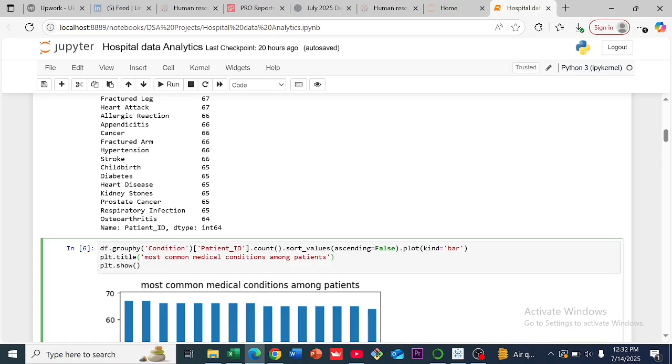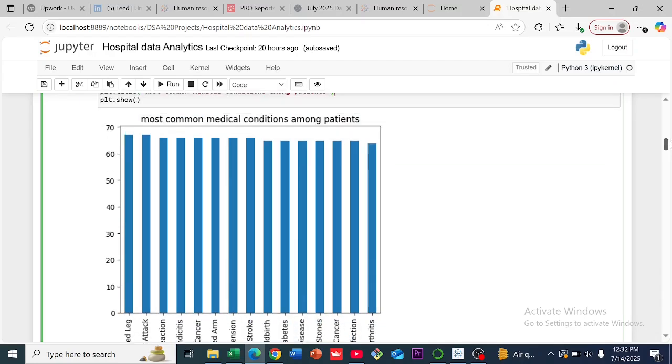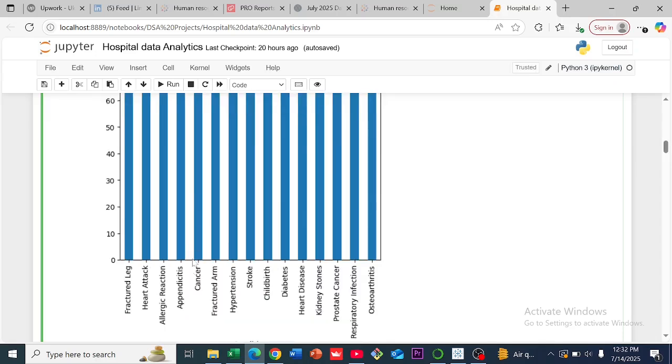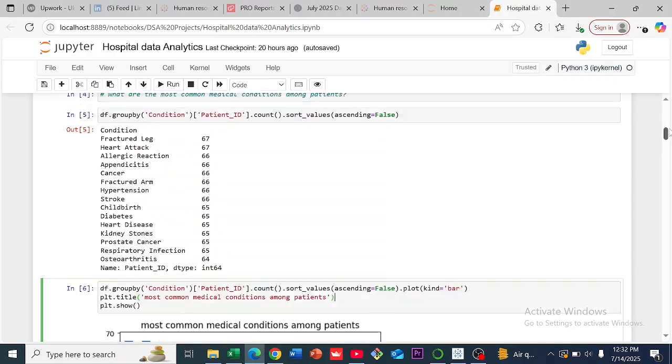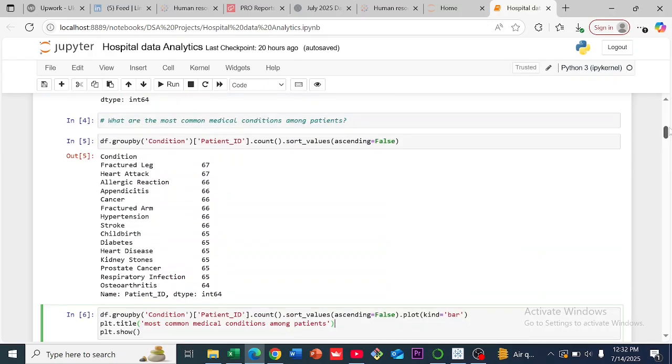Then I will be using the plt.title to add the name of my bar chart and plt.show to allow my chart to show up. Okay, so with this you can see we have fractured leg, heart attack, allergic reaction, appendicitis, cancer. These are the most common medical conditions among patients in this data set.